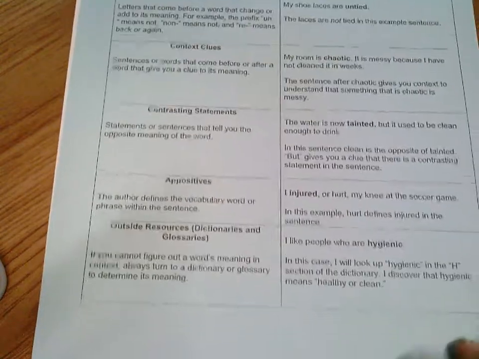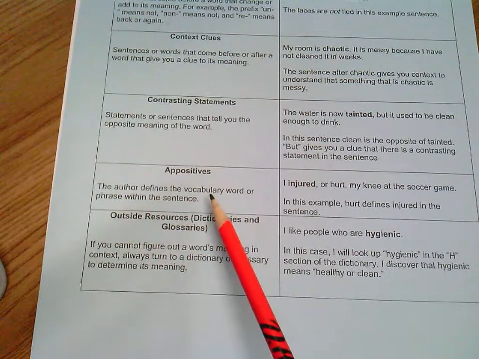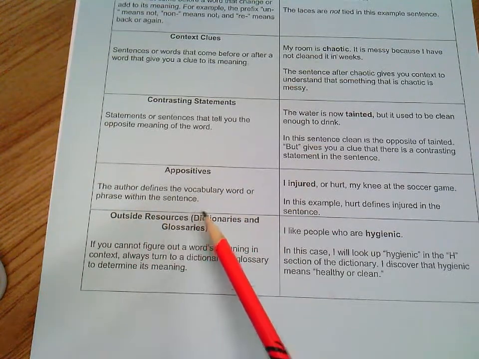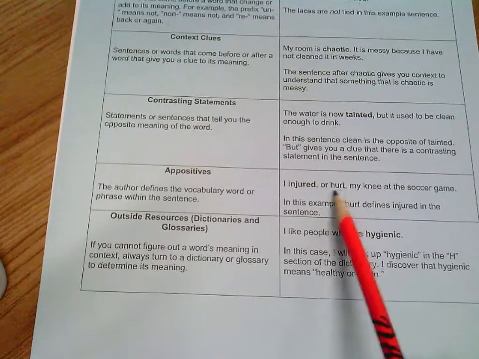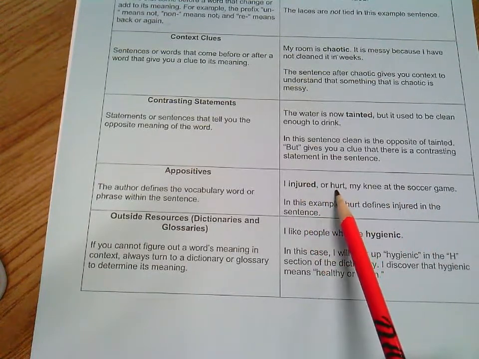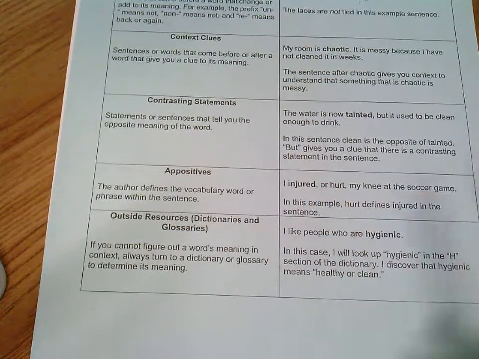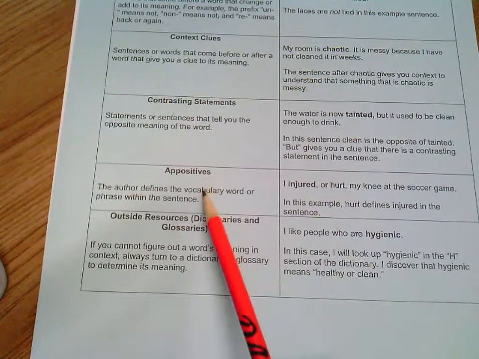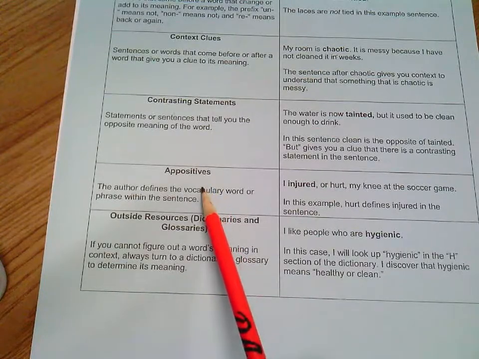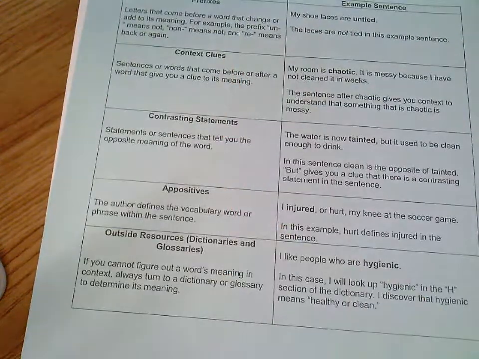And one of the last ones is appositives. The author defines the vocab word or phrase within the sentence. I injured or hurt my knee at the soccer game. So injured or hurt. So these two words are synonyms. They mean the same thing. Injured means hurt. As you get older, you will see less and less appositives and more context clues. So get ready for those.